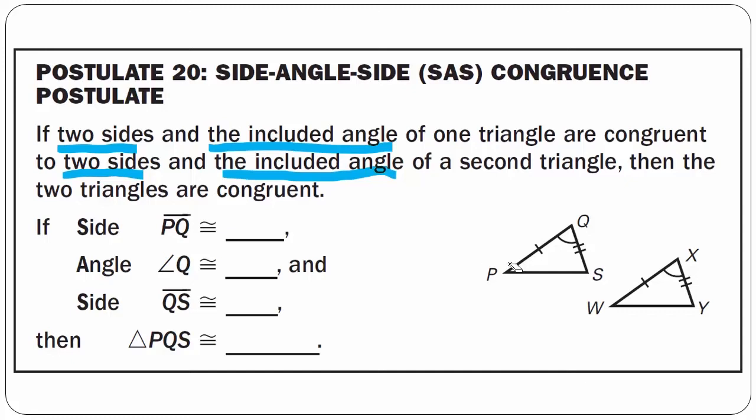So if line segment PQ, which is this side over here, is congruent to line segment WX, we know they're congruent because they only have one tick mark. We also have angle Q congruent to angle X because they only have one arc. And line segment QS is congruent to line segment WY because they have two tick marks. Notice over here I have a side, an angle between the two sides, and another side congruent to a side, an angle between the two sides, and another side. So I can say that triangle PQS is congruent to triangle WXY using the side angle side congruence postulate.